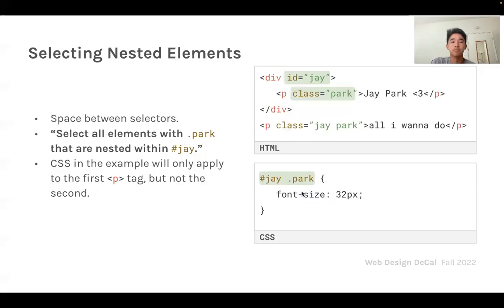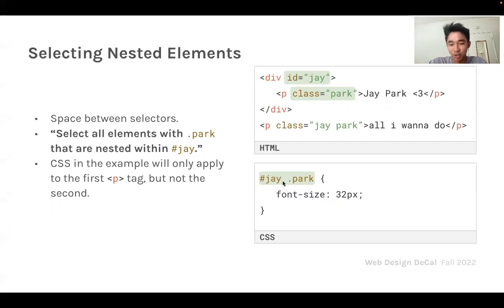Yeah, so say you have an element nested within another element and you only want to apply styling to the nested element. So you would add a space in between the selectors. So say we want to style this p tag. We can't just put p because this will style both of these. So if we want to select all the elements with the class park that are nested within the ID of j, then we do hashtag j, and then you have a space and then the period park. So this is how you select it.